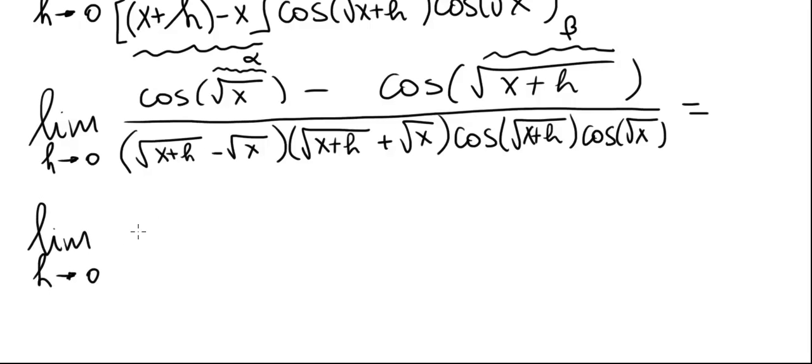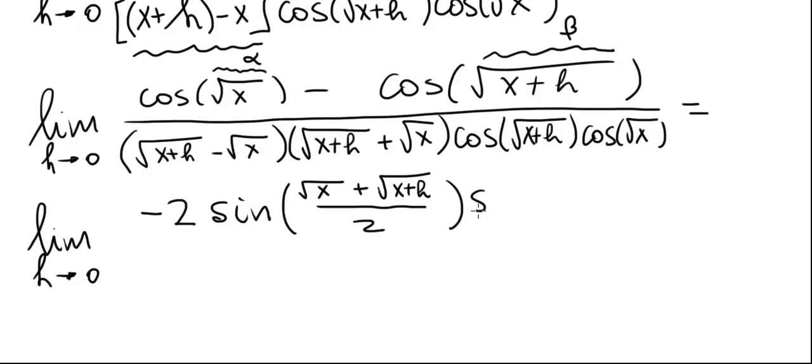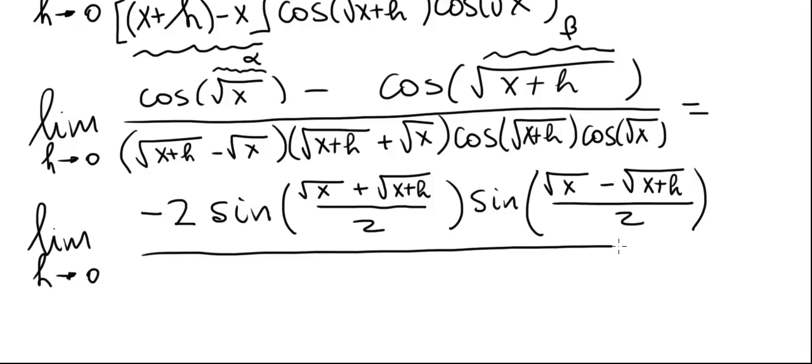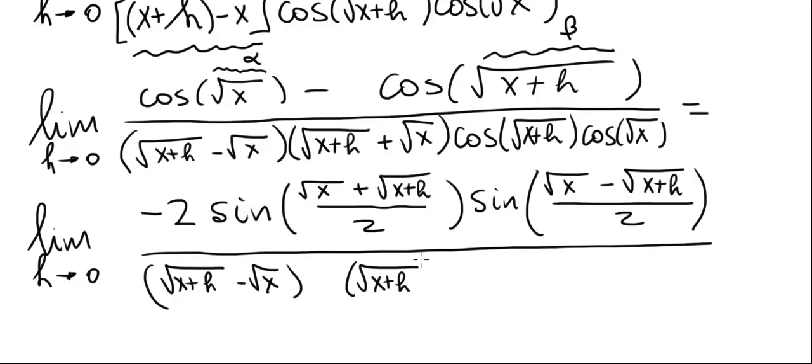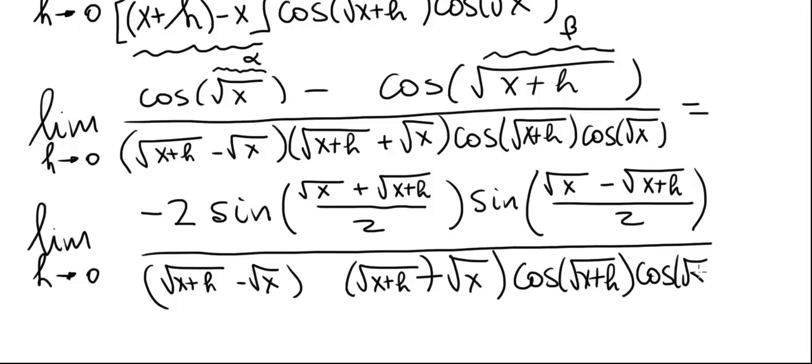This is the limit as h goes to 0, using the trig identity, of minus 2 times sine of (alpha plus beta), so that's (square root of x plus square root of x plus h) divided by 2, times sine of (alpha minus beta), (square root of x minus square root of x plus h) divided by 2. And this is all divided by square root of x plus h minus square root of x, times square root of x plus h plus square root of x, times cosine of square root of x plus h, times cosine of square root of x. Here's what we're going to do. First, we're going to multiply this by 2 over 2.